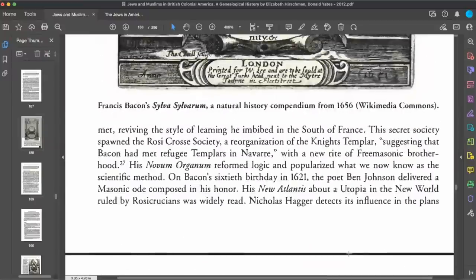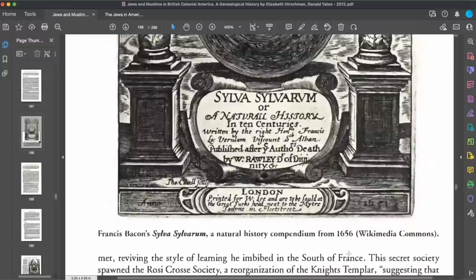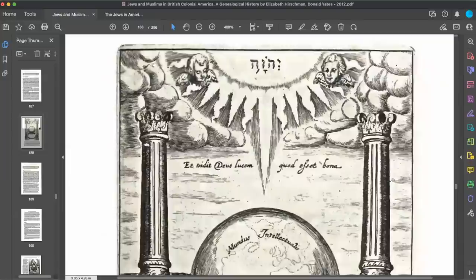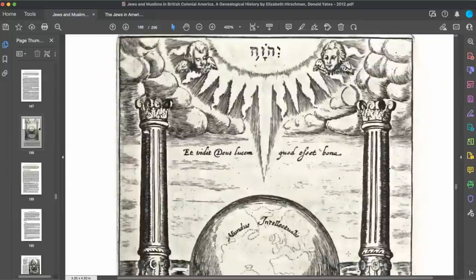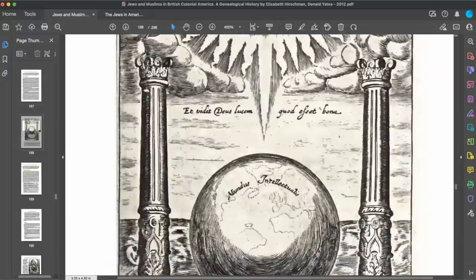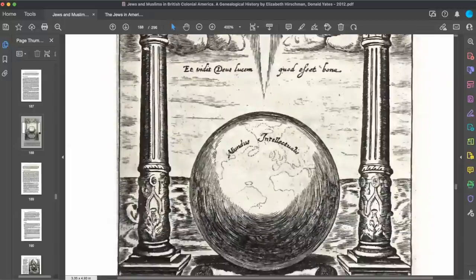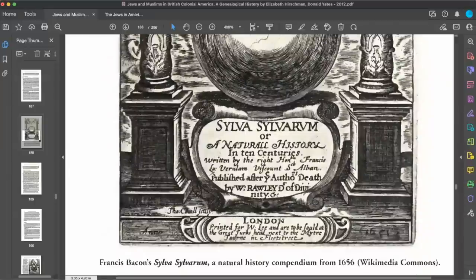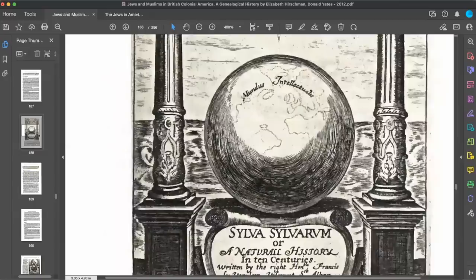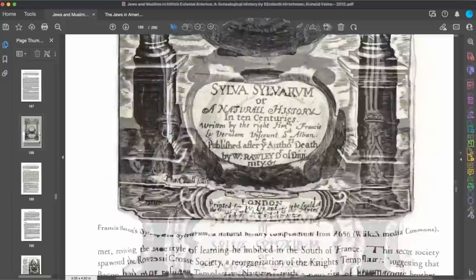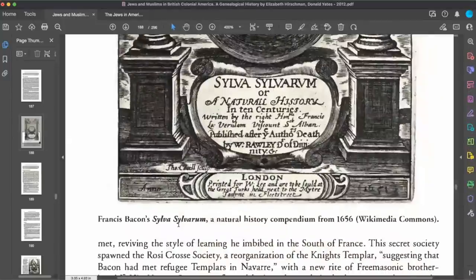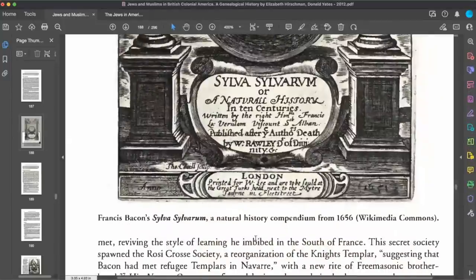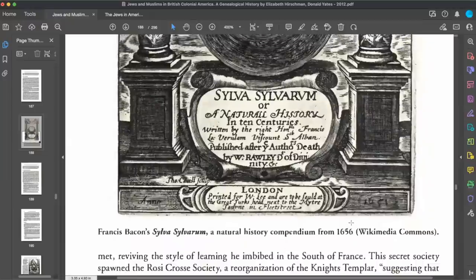Now I want to go back. They had this image right here, so I want to go back and show you. Again, we've shown some of these in my previous video, a lot of these. This is what he was talking about. Look at the Hebrew writing, the sun. You see, this is kind of idol worshiping. To me, a lot of images and symbology and all this stuff is really not supposed to be happening, right? But again, dodge the hijack, all right? You see the spear. Silva Silvarum. It says here, Francis Bacon, Silva Silvarum, a natural history compendium from 1656, all right?